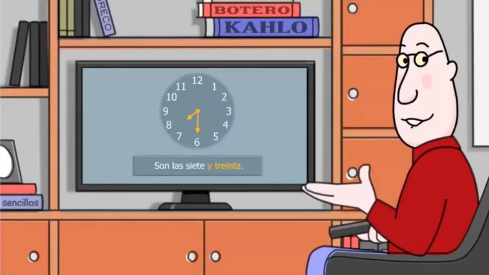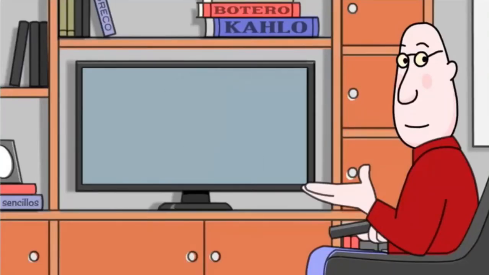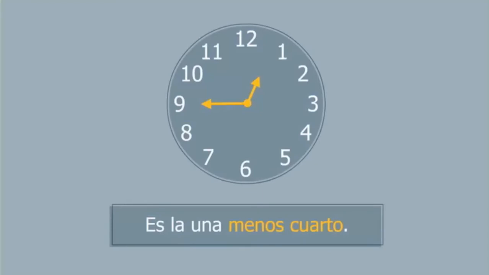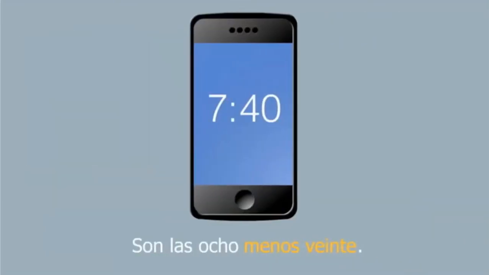You express the time from the half hour to the hour by subtracting minutes from the next hour using the word menos. Es la 1:15. Son las 3:15. Son las 8:20. Son las 3:10.